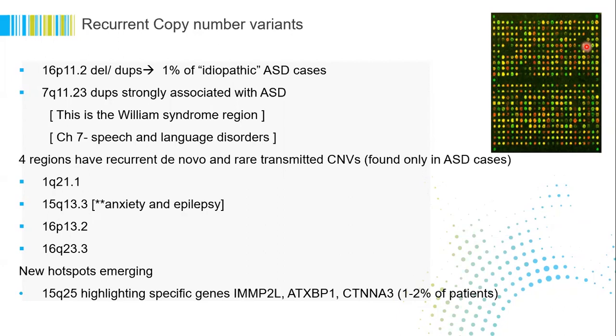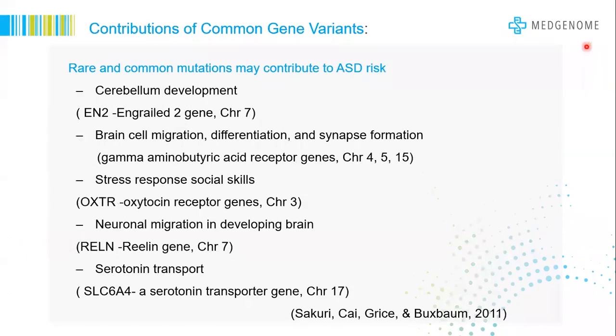So after a chromosomal microarray, you might get certain regions, and as you can see, new hotspots are emerging. The importance of these hotspots or recurrent copy number variants is that there are certain genes in these regions which can be implicated specifically for ASD after being found in chromosomal microarray. These genes may be responsible for ASD because they are responsible for cerebellum development, brain cell migration, differentiation, stress response, and social skills. So these genes have been implicated after being found in these microdeletion and microduplication regions.